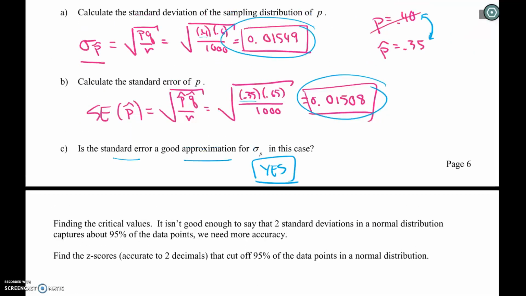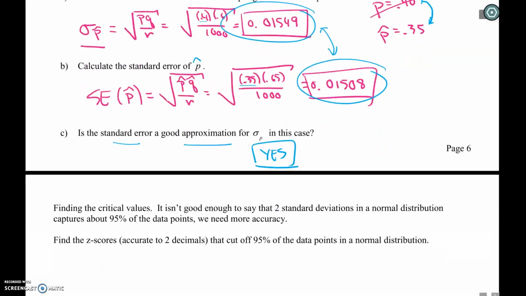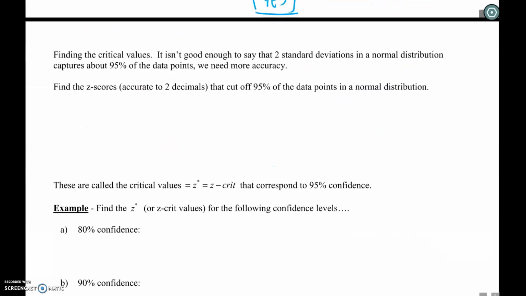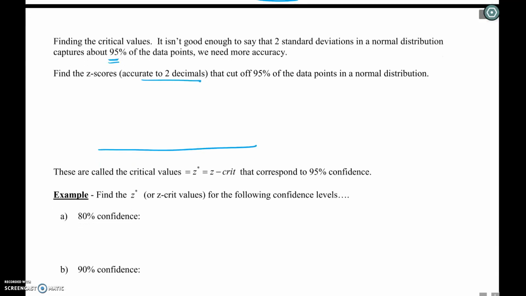The reason I mention this is because when we start talking about the standard error of x bar of the sample means, we're going to have problems with this. But for proportions, we're pretty good. Finding the critical values: it isn't good enough to say that 2 standard deviations in a normal distribution captures 95%. We need more accuracy. Remember, this 95% was just an approximation. Find the z-scores, accurate to 2 decimal places, that cut off the middle 95%.